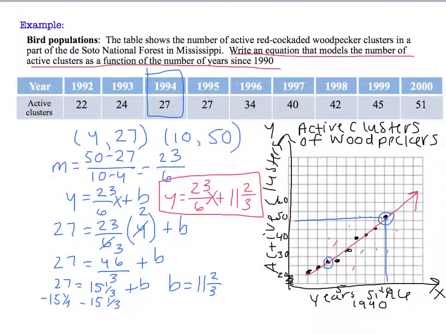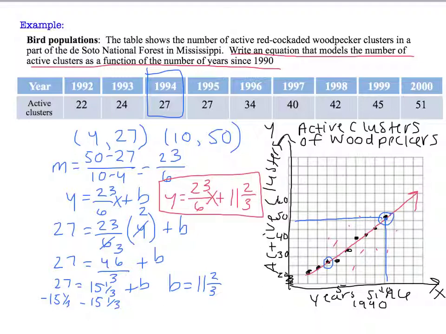Then we substitute that into y equals mx plus b. So we have y equals m, which is our slope, 23 over 6 x, plus b. And then we can take one of our points, it doesn't matter which, I chose the first one, and substitute y, which is 27, in for y here, and 4, which is x, in for x here. Once I did that, you can cancel a 2 out of each one of these. For those of you that might be confused by that, I'm basically just doing the multiplication through here and simplifying. So it ends up being 27 equals 46 thirds plus b.